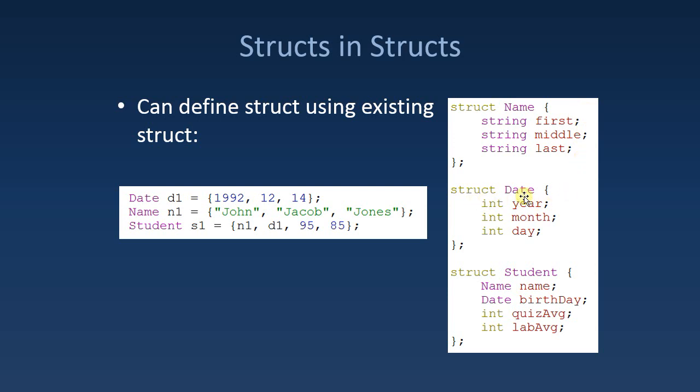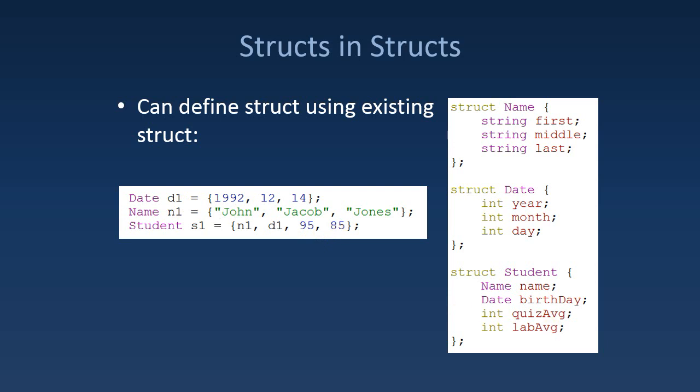I could have a struct representing a date that has an int for the year, month, and day. And then I could define, using those two, a struct for a student that consists of a name, a birthday, which is a date type, and the name is a name type instead of a single string, and then the quiz average and lab average. And I could initialize my date with 3 ints, my name with 3 strings, and my student with a name, a date, D1, and these 2 ints.